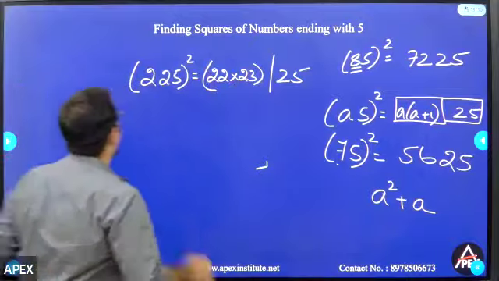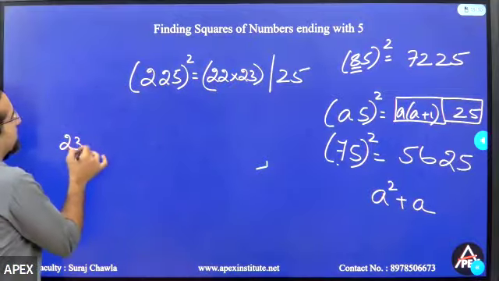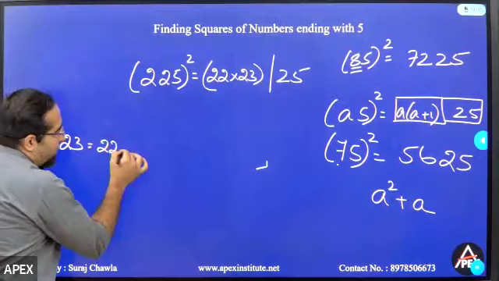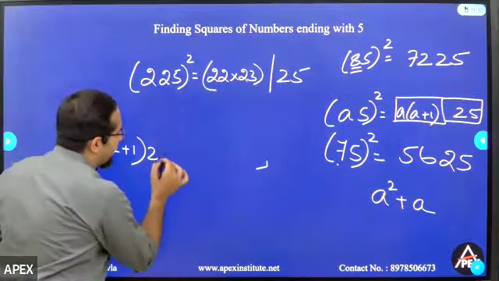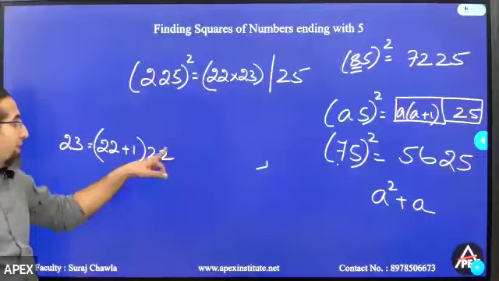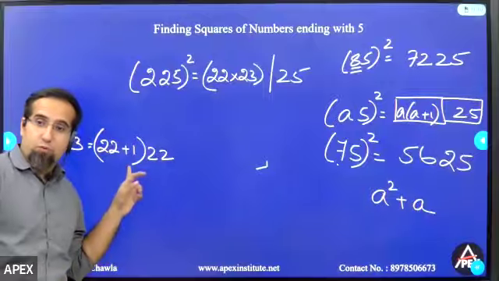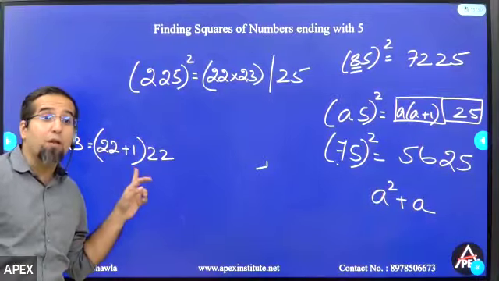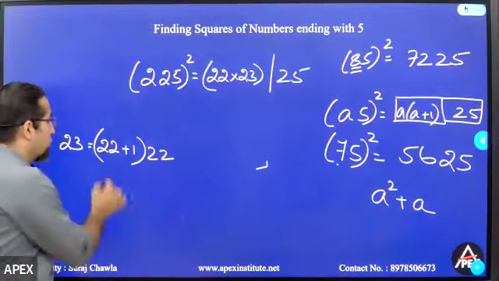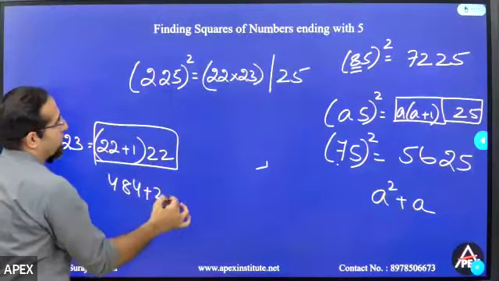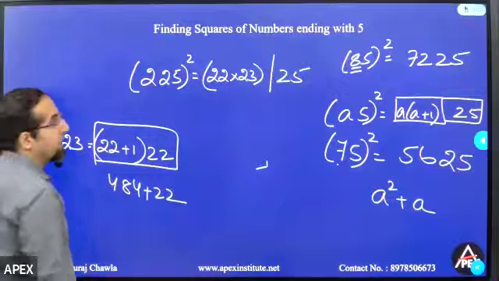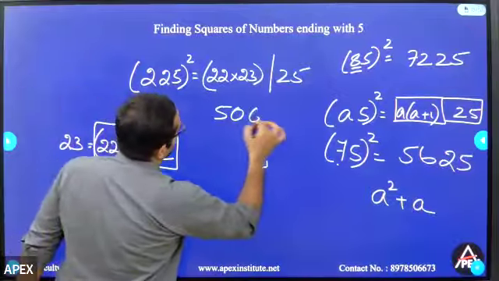Now smartly, can I write 23 as 22 plus 1? So 22 plus 1 into 22 is what? 22 square plus 22. So what is 22 square? 484. So this 22 into 23 is equal to 484 plus 22. That is 506. So my answer here becomes 506.